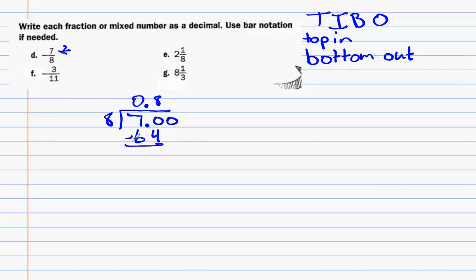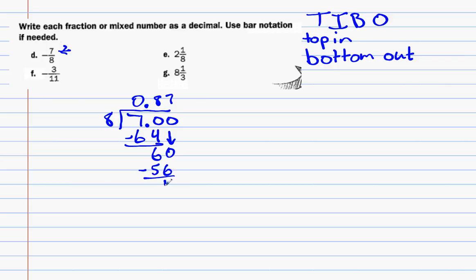70 minus 64 is 6. Bring down our 0. How many times can 8 go into 60? We just start the process over. That's 7. 7 times 8 is 56. Let's see, subtract. 60 minus 56 is 4.